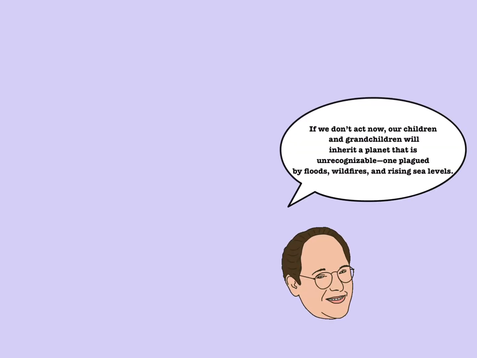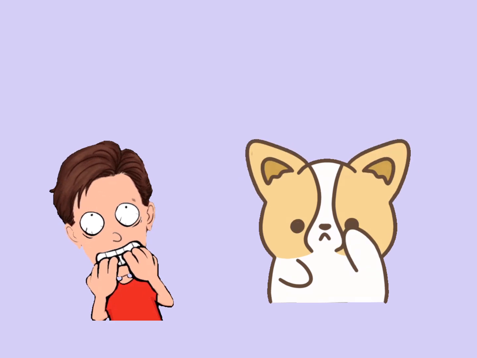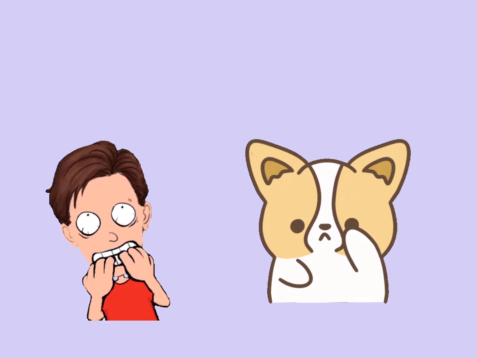Pathos can also be used in speeches. Imagine a politician saying, if we don't act now, our children and grandchildren will inherit a planet that is unrecognizable, one plagued by floods, wildfires, and rising sea levels. This appeals to fear and concern for future generations. By evoking strong emotions, pathos encourages the audience to care deeply about the issue.